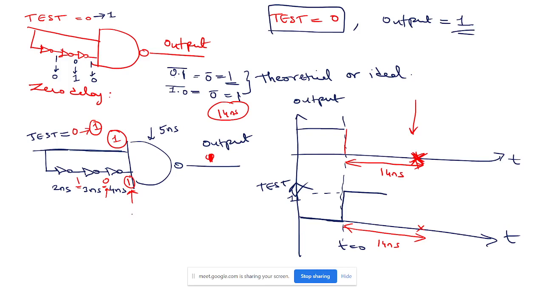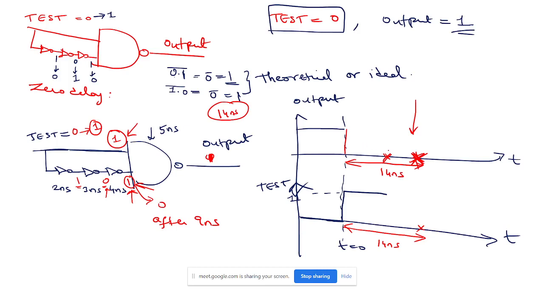When will it change? After 4 plus 3 plus 2. It will become 0 after 9 nanoseconds, right? Somewhere here it will become 0 after 9 nanoseconds. Like this particular value will become 0, correct? Till that time, both the inputs are 1, 1. So you need not worry about till 9 nanoseconds.